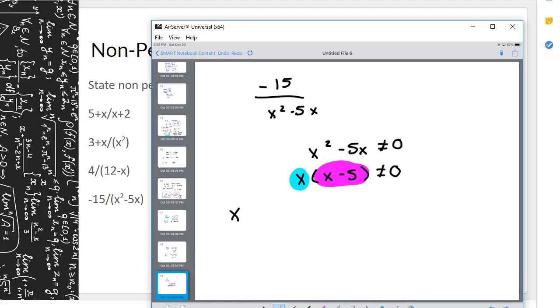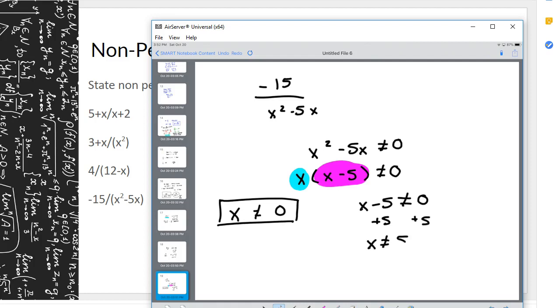So what we need to do is break up our two factors. X cannot equal 0, and x minus 5 cannot equal 0. Well, here is our first non-permissible value. Our second non-permissible value is going to come from this second factor. So we're going to add 5 to both sides. X cannot equal 5. Therefore, we would state this: x cannot equal 0 or 5. Okay?